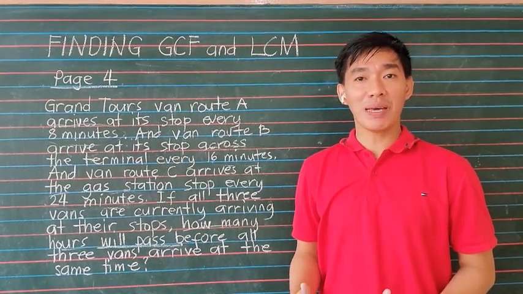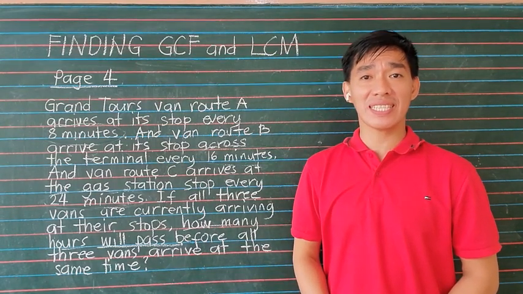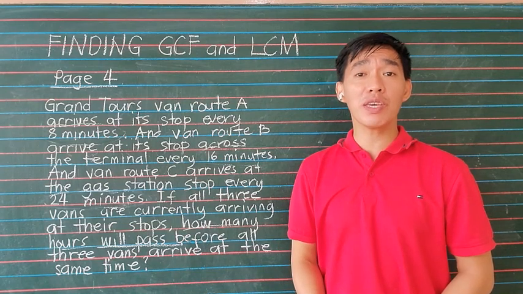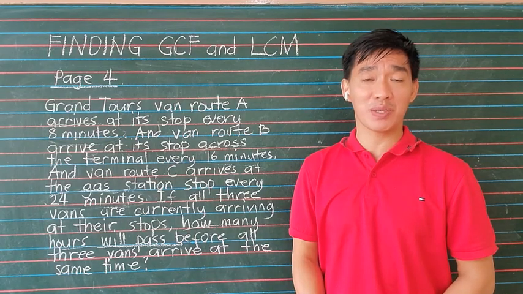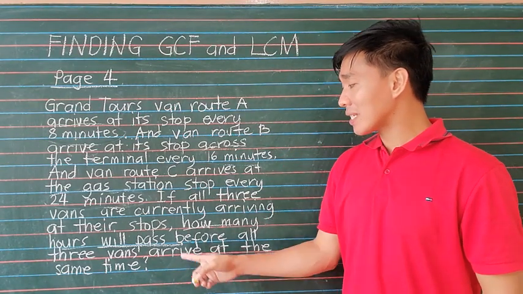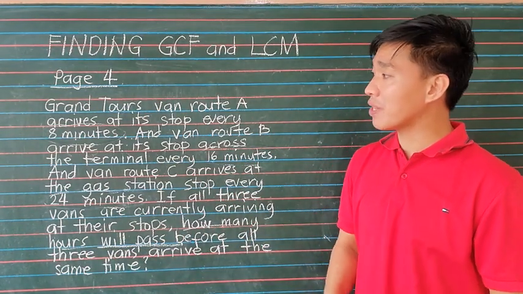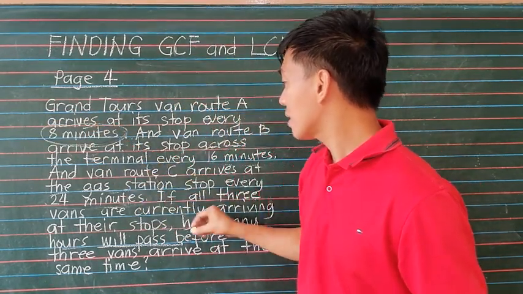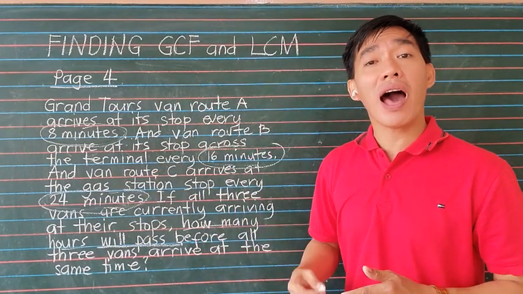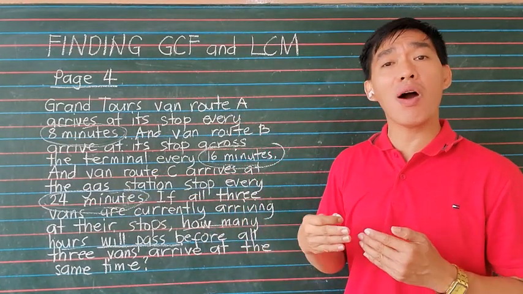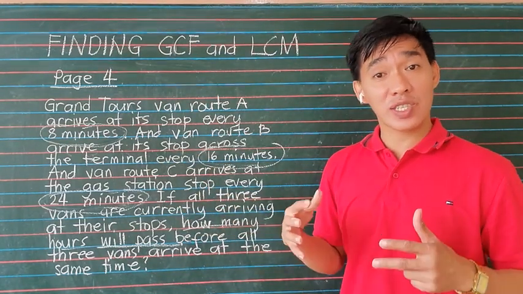To solve this problem, we still have to follow the steps of Polya. First, we need to identify what is asked in the problem. The second thing that we have to consider is what are the givens in order for us to solve this problem. So, we are asked how many hours will pass. Considering that we have the givens of 8 minutes, 16 minutes, and 24 minutes, you are asked how many more minutes or how long will it take in order that these 3 will stop together.